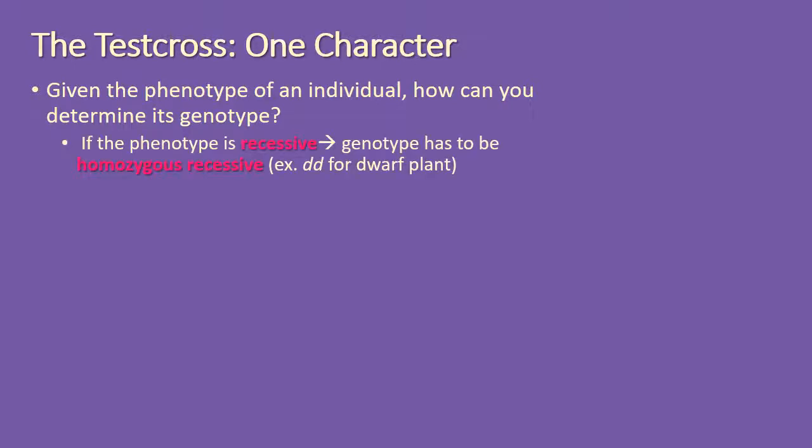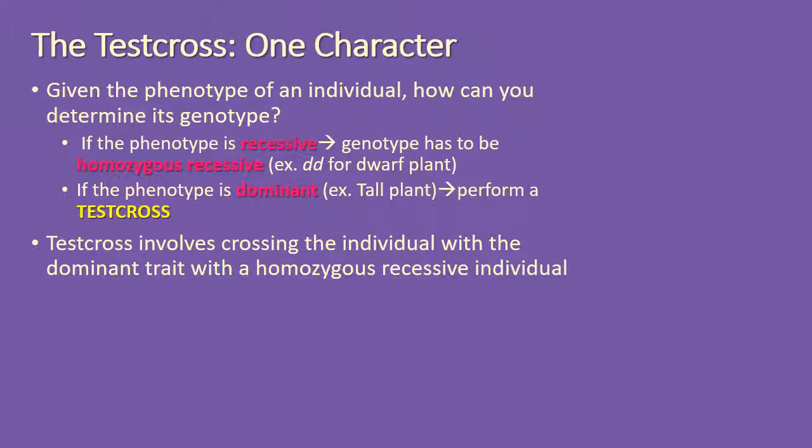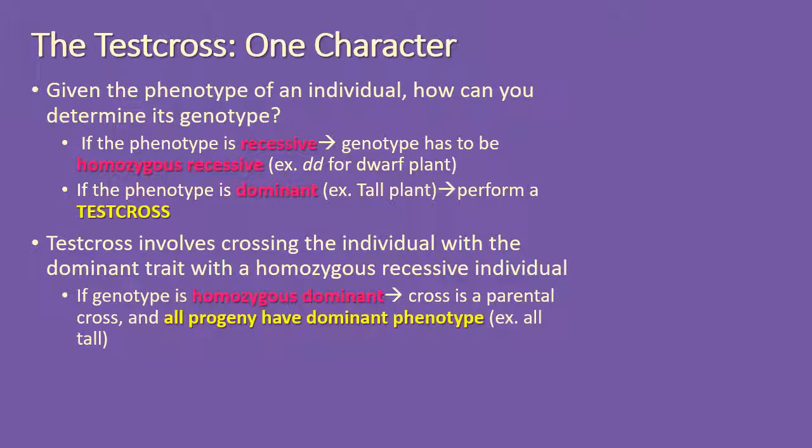How do you know? It could be heterozygous, or it could be homozygous. You don't know. So in order to determine if the plant is heterozygous or homozygous, you can perform what we call a test cross. A test cross involves crossing the individual with a dominant trait with a homozygous recessive individual. So if it's homozygous dominant, then you know that all the progeny will have the dominant phenotype, because that's basically just a parental cross like we've already discussed.